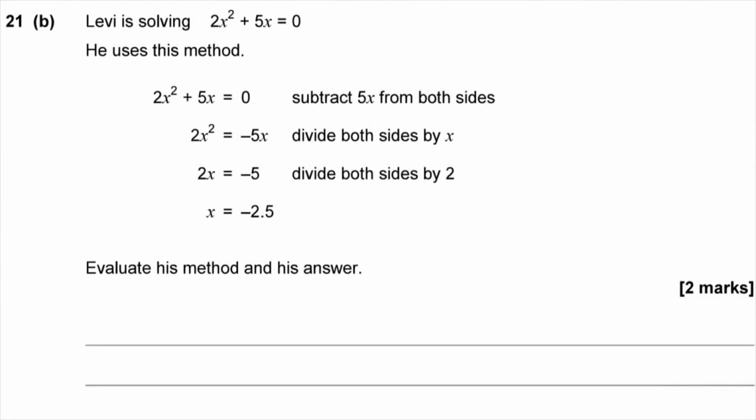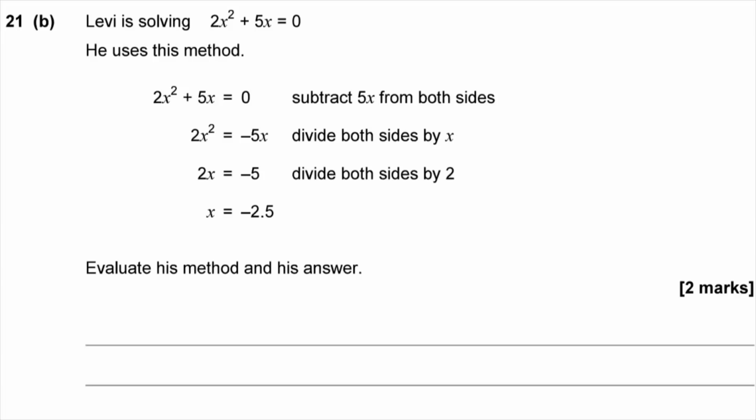21b. Levi is solving 2x squared plus 5x equals 0. He uses this method. 2x squared plus 5x equals 0. Subtract 5x from both sides: 2x squared equals minus 5x. Divide both sides by x, which gives me 2x is equal to minus 5, and then divide both sides by 2, which gives me x equals minus 2.5.